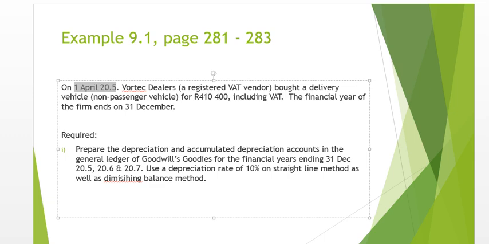Now, this 410,400 includes VAT, and we know that Vortex Dealers is a registered VAT vendor. So we need to determine whether we can claim back VAT from SARS on this vehicle. With vehicles, you can claim back VAT only when it's a delivery vehicle or a non-passenger vehicle. If not, then you may not claim back VAT.